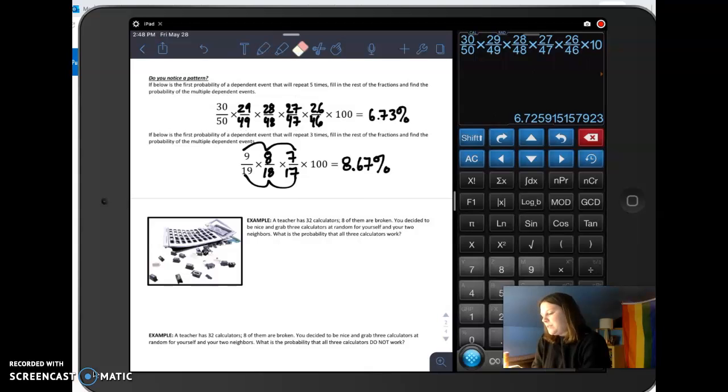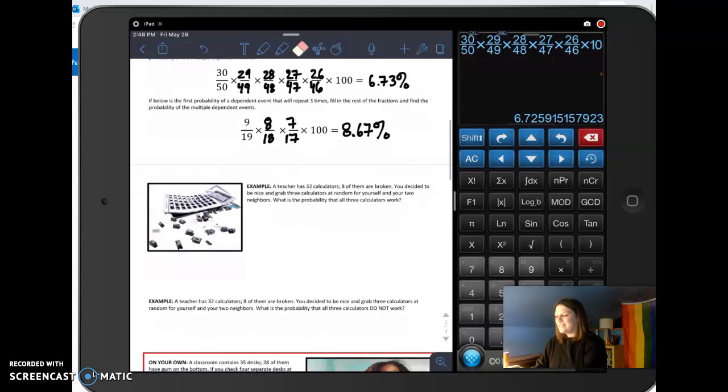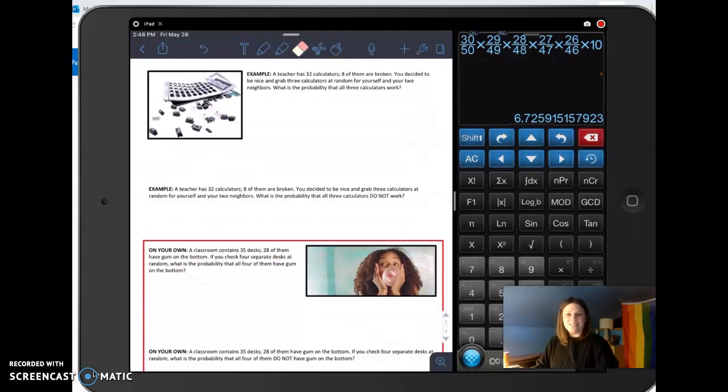And so I'm just hoping that you're starting to see the pattern, which is that if it's the same event happening over and over again, all the numbers just go down by 1, and you do it as many times as you have an event happening. So however many times in a row something is happening, that's how many fractions you have. All right, let's get started on our example.